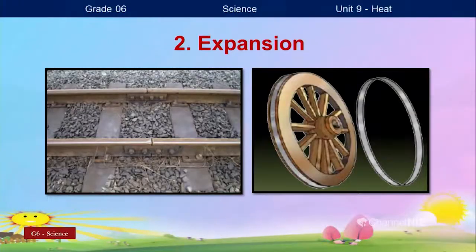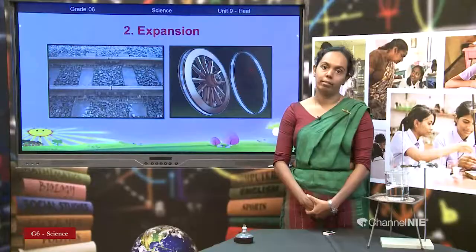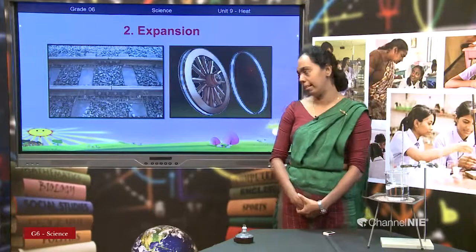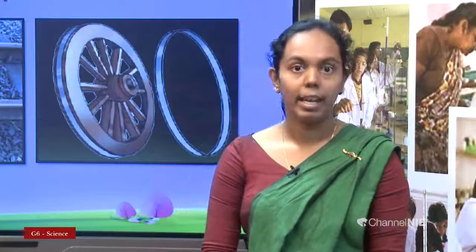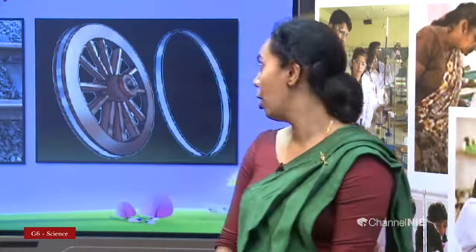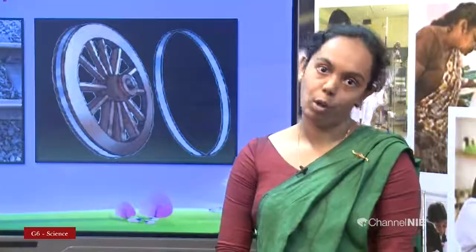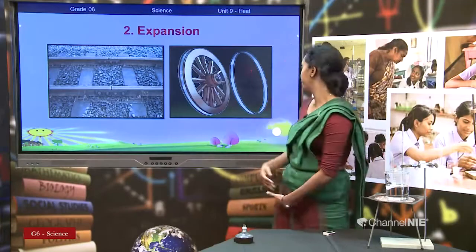You can remember I told you that under expansion we are going to learn about expansion of solids, expansion of liquids and expansion of gases. I would like to ask two questions and I want you to try to find the answers during this lesson. First of all, why is there a gap between rails in a railway track? And also, why do we have to heat the rim before fixing it onto the cart wheel? Through the lesson, I hope you can find the answers.